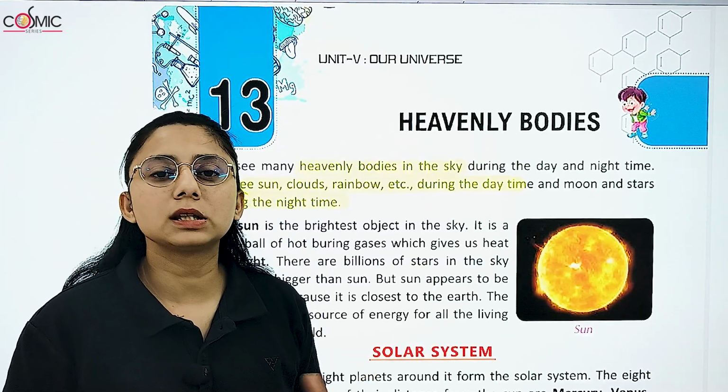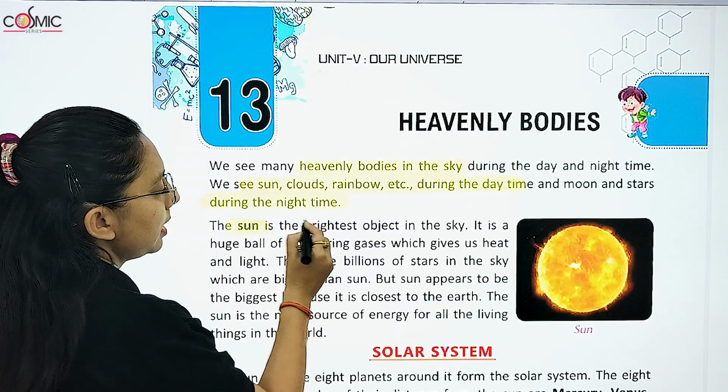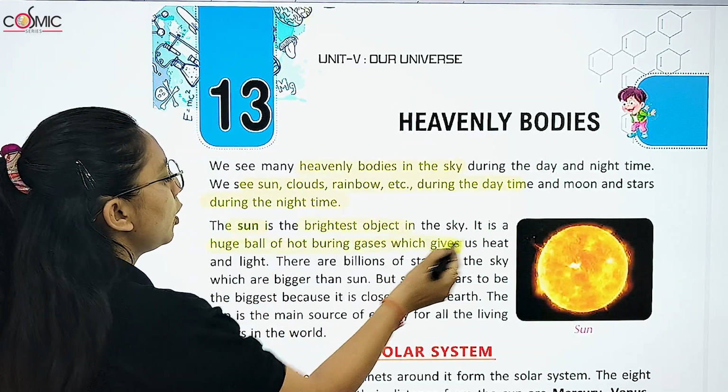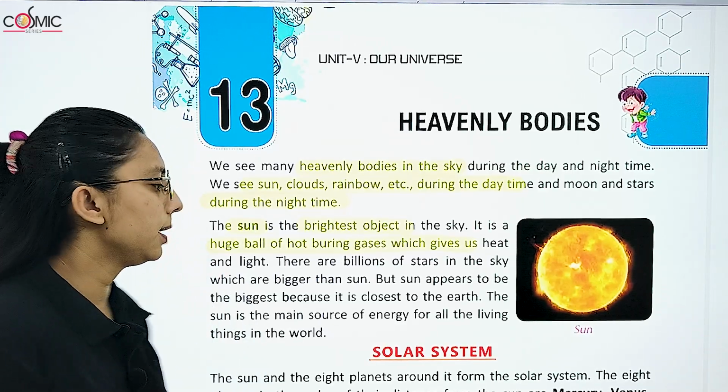आपने moon देखा होगा, stars देखा होगा, हमें night time में दिखाई देते हैं. They twinkle, and the sun, it is the brightest object and it is a huge ball of hot burning gases. What does it give us? It gives us heat and light. ये हमें heat and light देता है.